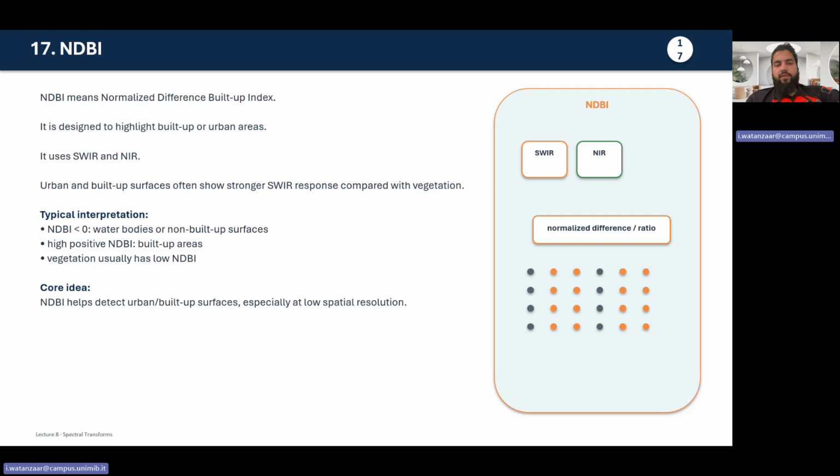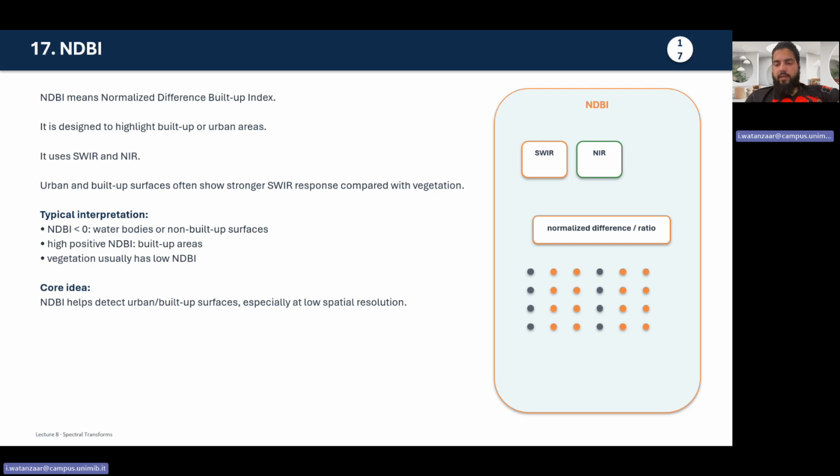The NDBI is high positive in built-up areas, while vegetation usually has a low NDBI. The reason is that here we are using the shortwave response, and the shortwave response in the NDBI area is definitely low. So the core idea is that NDBI helps detect the urban or built-up surfaces, especially at low spatial resolution. When we are low in terms of spatial resolution, then NDBI is really helping.